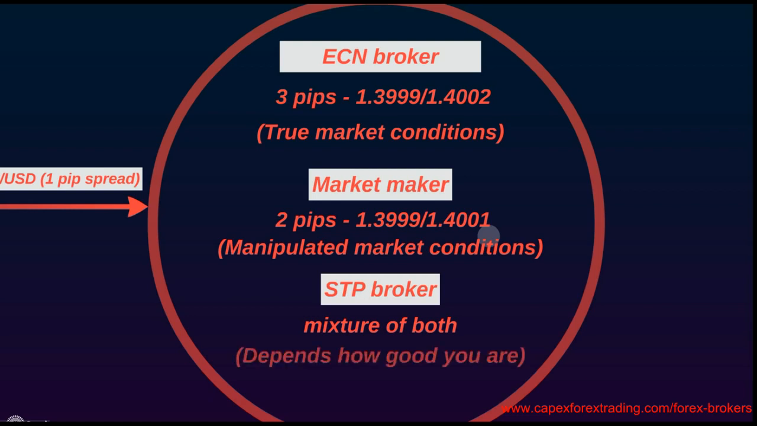The STP broker, again, does a mixture of both, but it really depends how good you are in terms of which bracket you fit in. So if you're a bad trader, if you're not very successful, they'll probably make the market for you and provide you with a low pip spread, but put you in a manipulated market condition where they'll make you think that you're winning one day and then the other day they'll just trade against you.